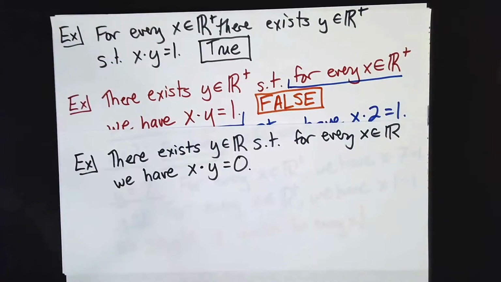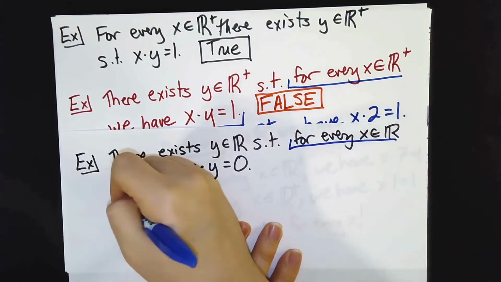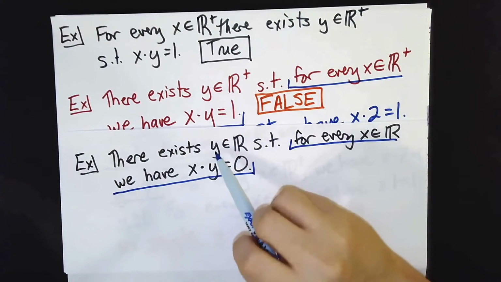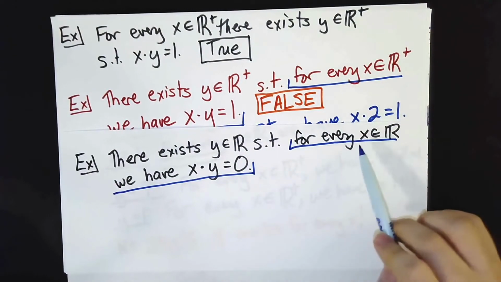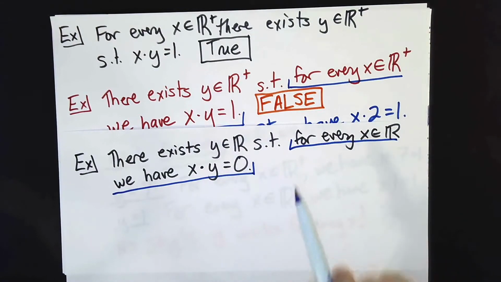Let me give you another version of this, and I want you to think quickly in your head if it's true or false. Again, pause the video, take a moment to dissect this statement, and decide if you think it's true or false. So really, I'm asking here, does there exist a single y that makes this statement true: for every x in R, we have x times y equals 0.